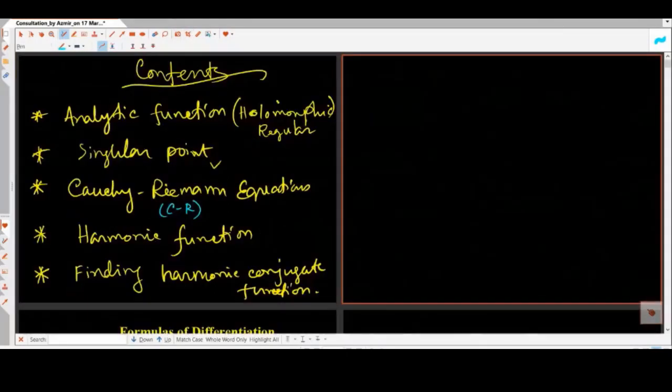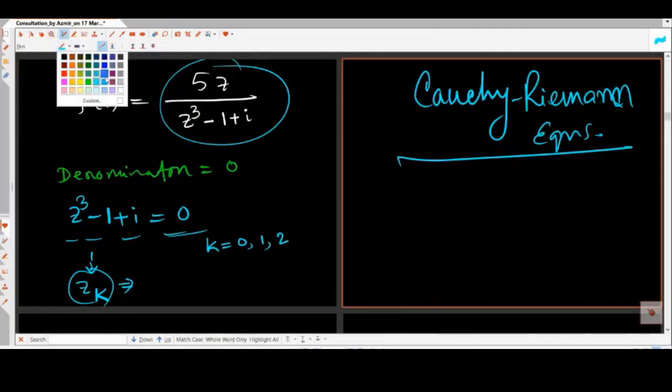Up to now, we have learned the definition of an analytic function and a singular point, and this is the time to talk about the Cauchy-Riemann equations. These equations are named after two mathematicians, Augustin Louis Cauchy, a French mathematician, and Bernhard Riemann, a German mathematician. So now we know them as the Cauchy-Riemann equations.